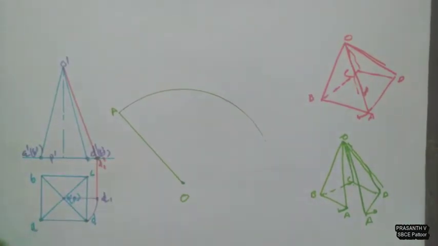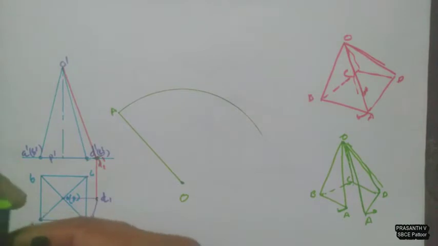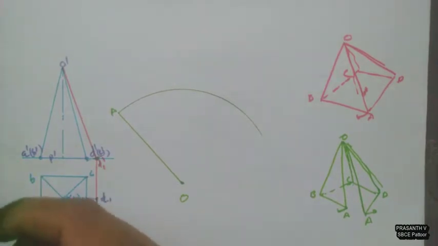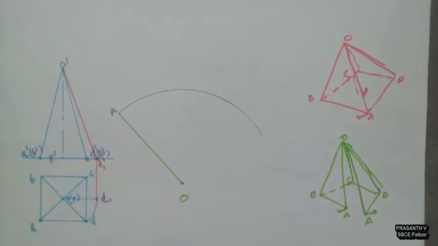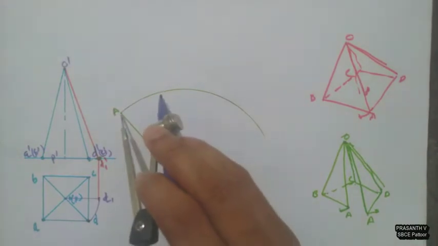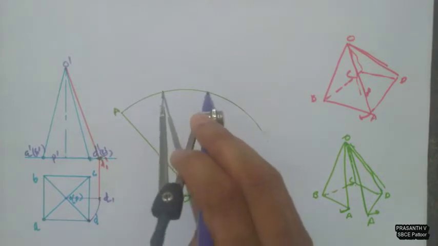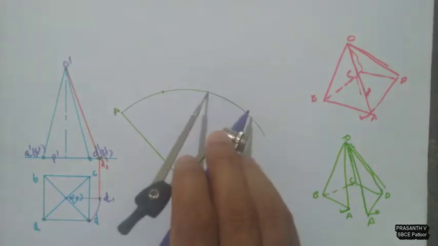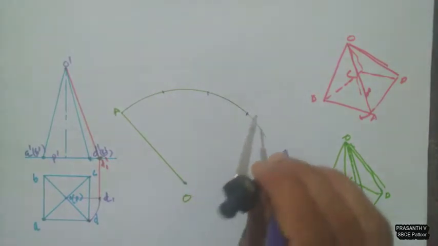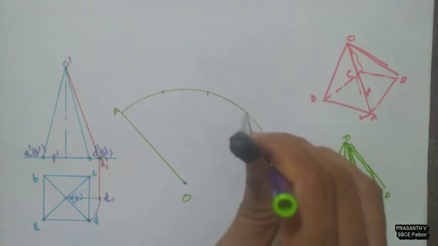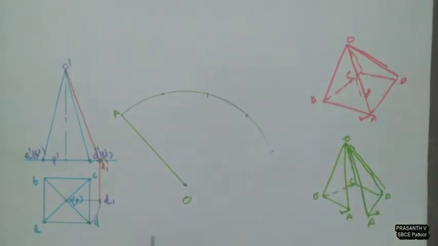Now you take the distances of the edges. You can see the base edge here is 30 mm. This is the base edge length. You just take and cut the arc with that same length. Here you need 4 divisions. Here you have to extend the arc a little bit.